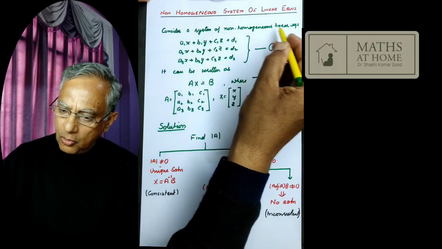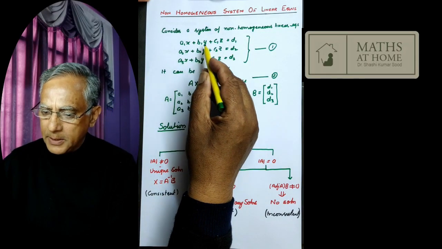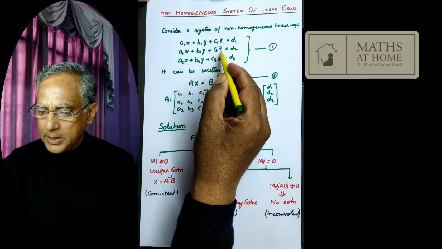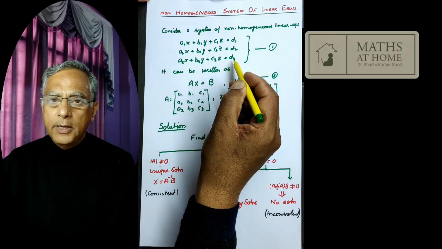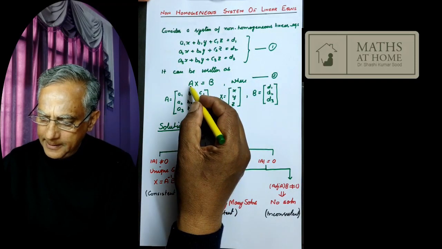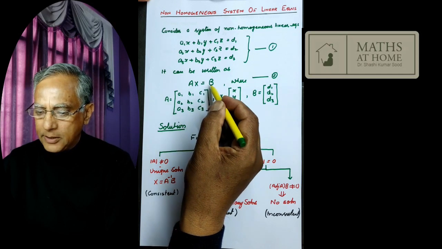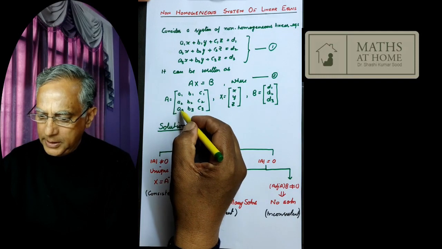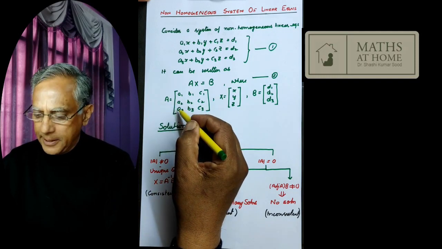Now consider a system of non-homogeneous equations. Say this: a1x plus b1y plus c1z is equal to d1, a2x plus b2y plus c2z is equal to d2, and a3x plus b3y plus c3z equal to d3. Now this system of equations can in short be written as Ax equal to B, where A is the coefficient matrix.